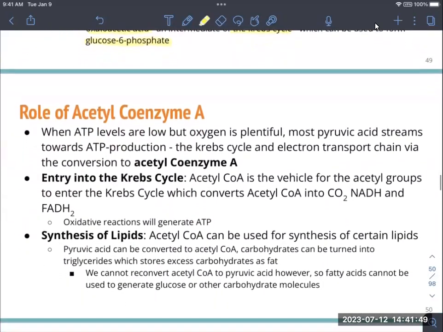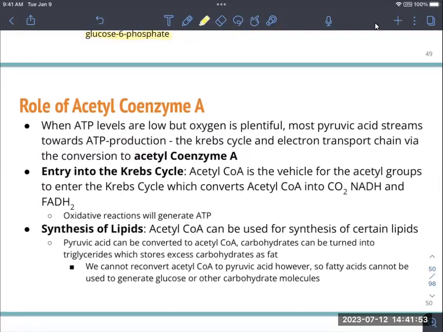So, acetyl-CoA. If ATP levels are low but oxygen is plentiful, we have plenty of oxygen, this pyruvic acid is going to go towards ATP production. So it's going to go through the Krebs cycle and the electron transport chain. But first we have to take pyruvic acid and convert it to acetyl coenzyme A in that reaction cycle we looked at above. The acetyl CoA is what can enter the Krebs cycle. Putting acetyl CoA through the Krebs cycle can give us carbon dioxide, NADH, and FADH2.